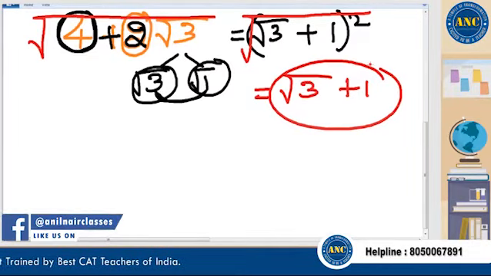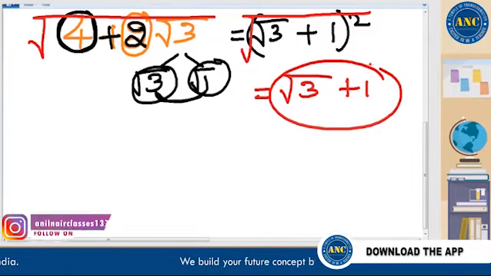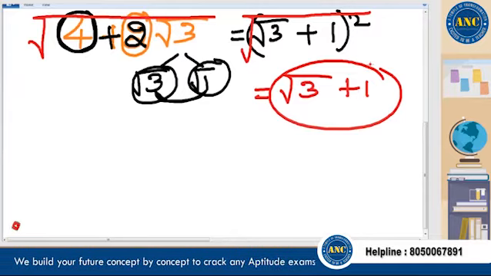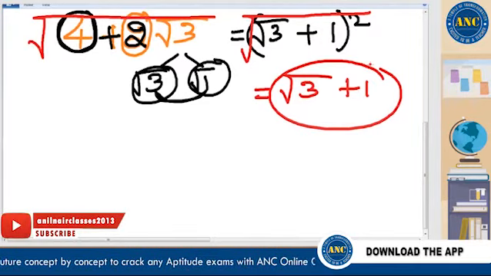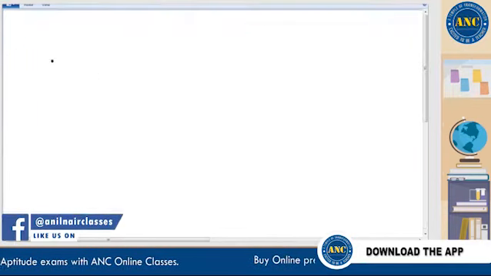Idea clear? Answer will be root 3 plus 1. Multiple problems we will keep solving in the next 5 minutes to understand it better. Answer will be root 3 plus 1. Second question.